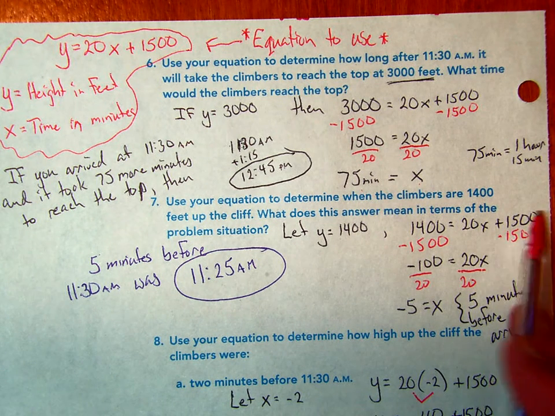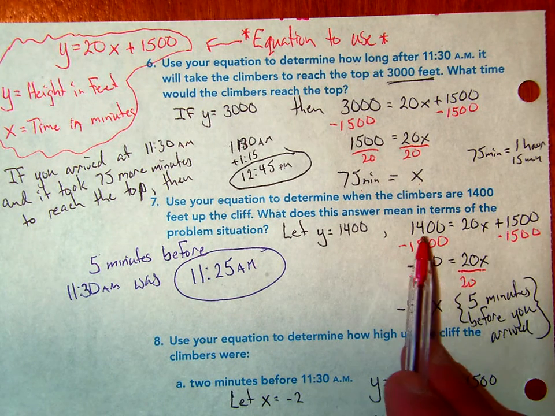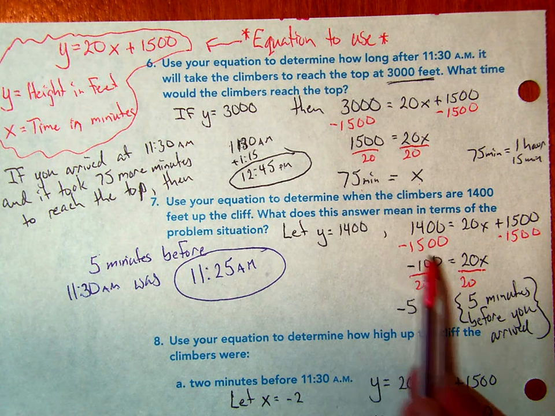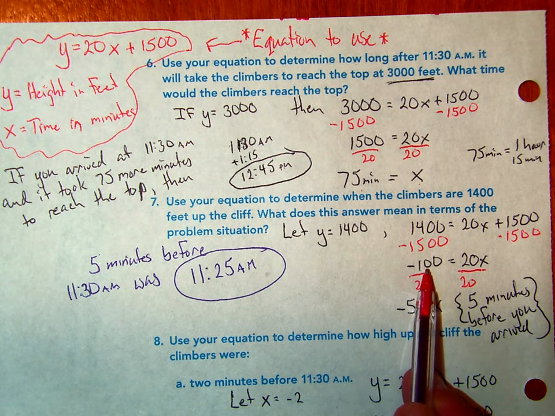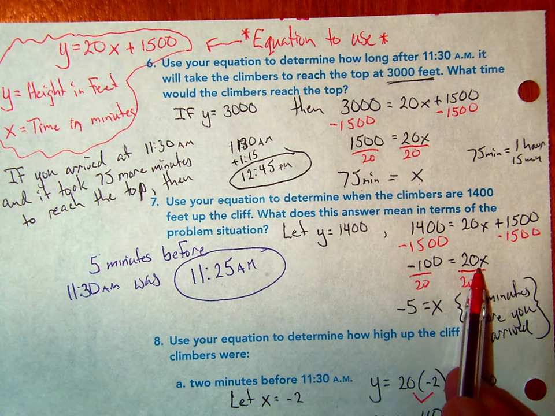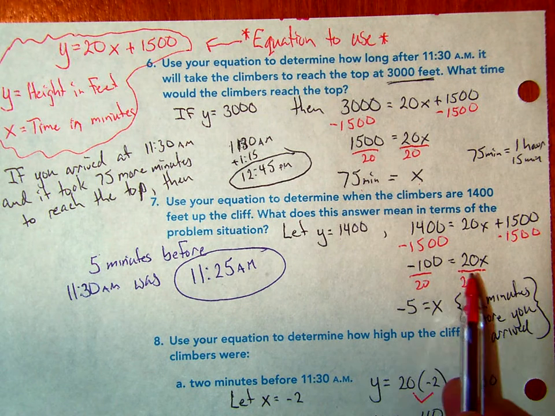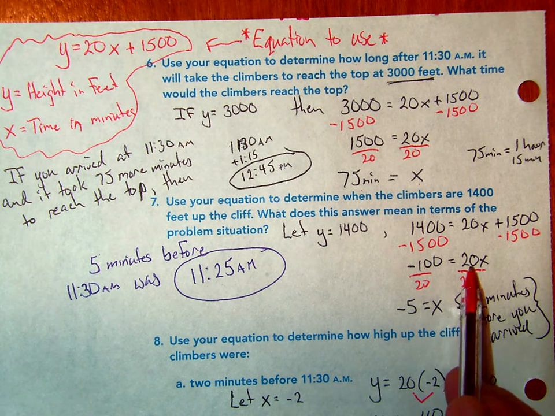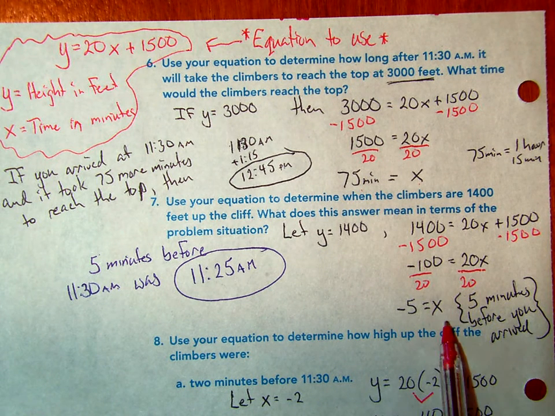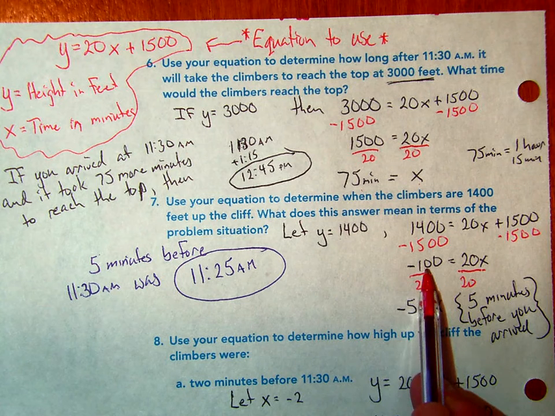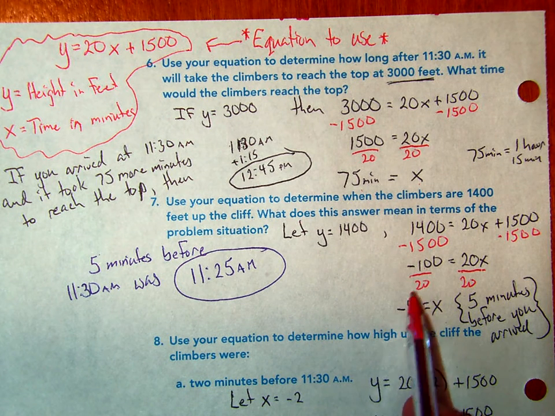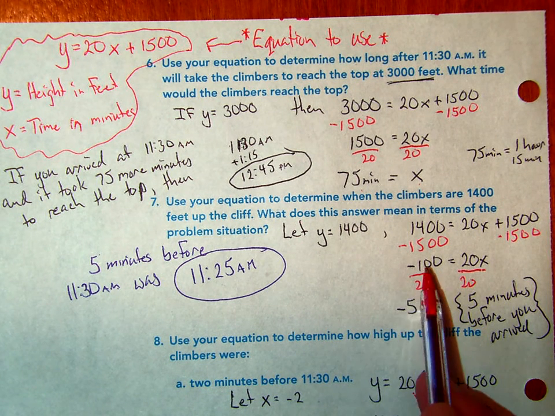That just disappeared. 1,400 minus 1,500 is negative 100. 20 times x is negative 100. Well, I'm going to divide both sides by 20. Division property of equality. 20x divided by 20 is x. Negative 100 divided by 20. Negative divided by a positive is a negative. 100 divided by 20 is 5.